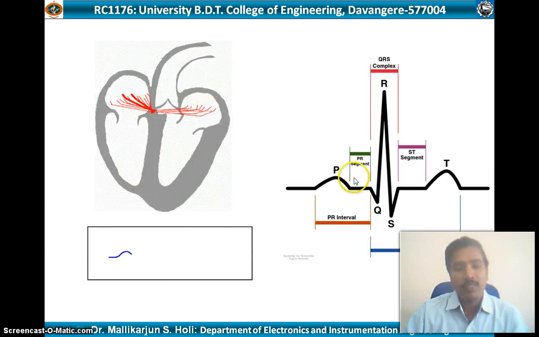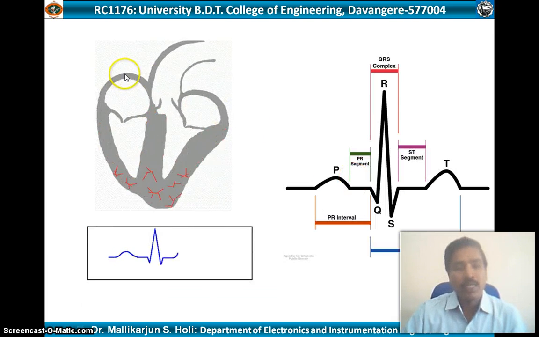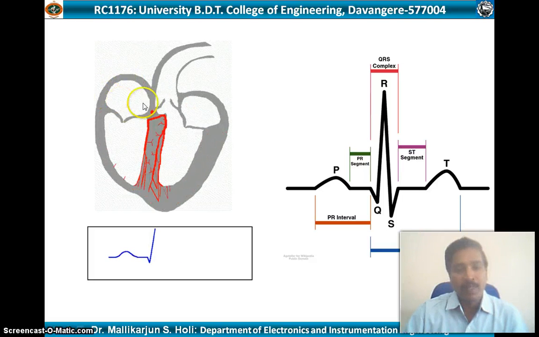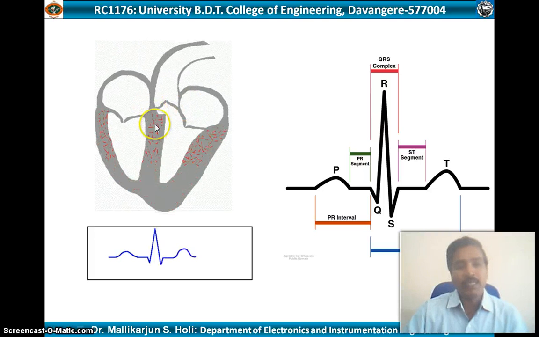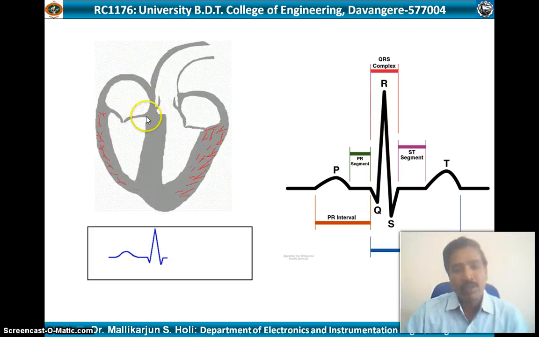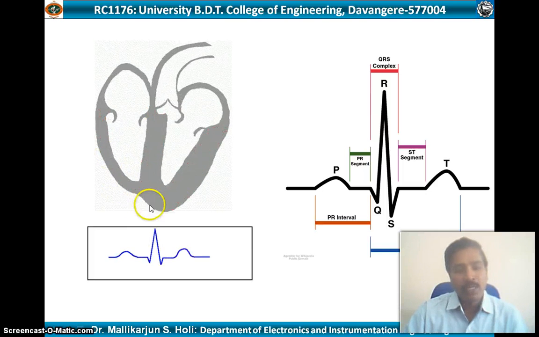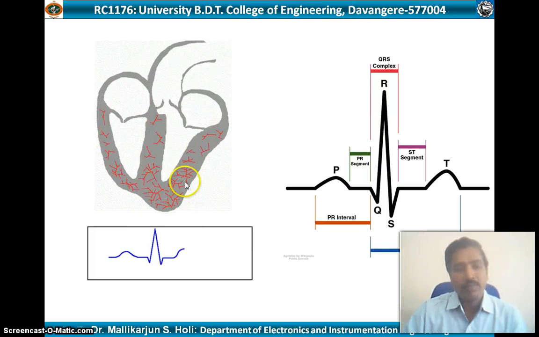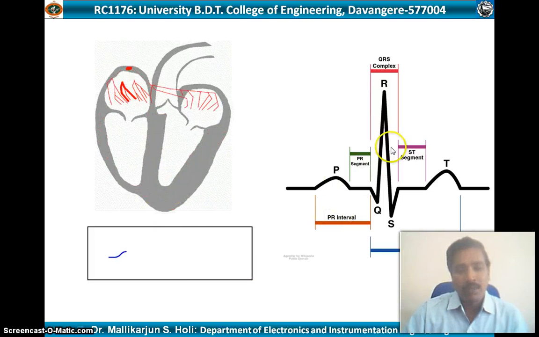To understand this, we will look into this particular animation, which shows how an impulse is generated from the SA node and propagated to the atrial musculature, and then the atria undergo contraction. Then it reaches the AV node after some delay, then it propagates through the bundle branches to the ventricular musculature, by which the ventricles undergo contraction, and you will get a QRS complex.